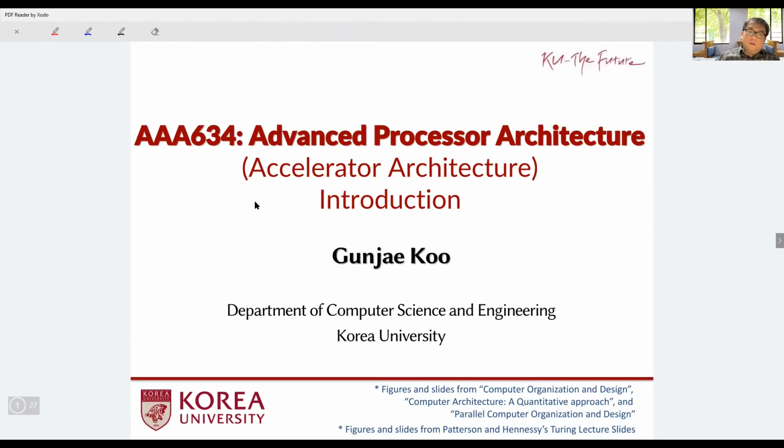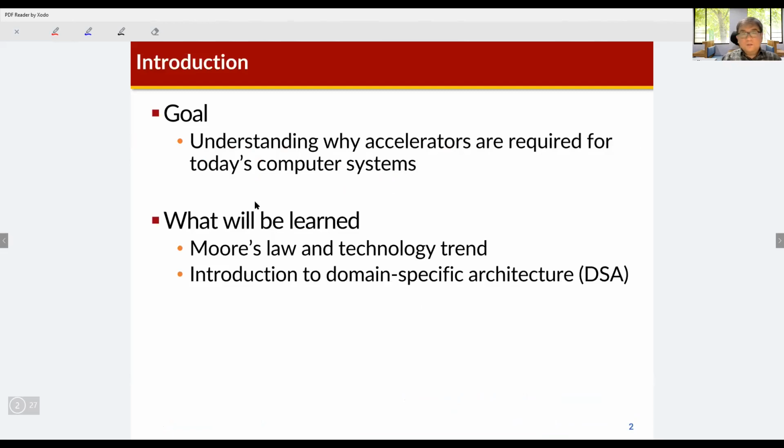Okay, let's talk about domain-specific architecture. This is the first class. I will introduce domain-specific architecture and why accelerators are required for modern processors or modern computer systems. The goal of this first class is to understand why accelerators are required for today's computer systems, not yesterday's, the previous, old generation of computer systems.